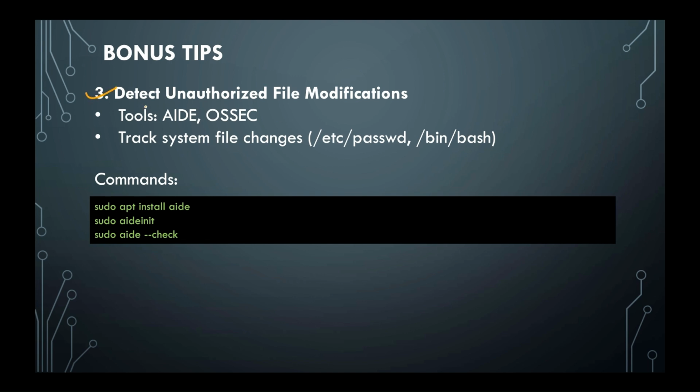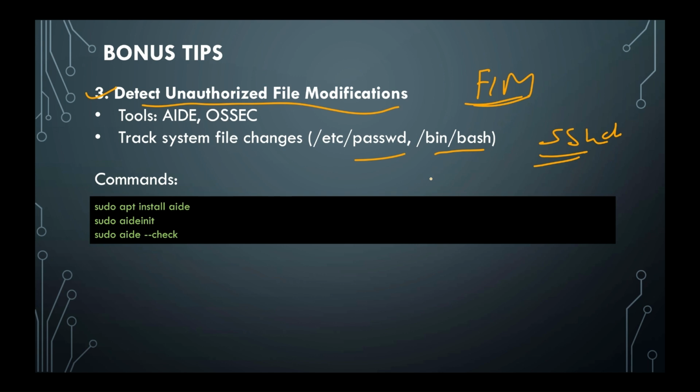Then tip number three, detect unauthorized file modification. Using file integrity monitoring, called FIM, is a great way to detect unauthorized changes to critical system files and configuration settings. When an attacker gains access to a system, they often modify key files like /etc/passwd, /bin/bash, or the sshd configuration to escalate privilege or maintain persistence.